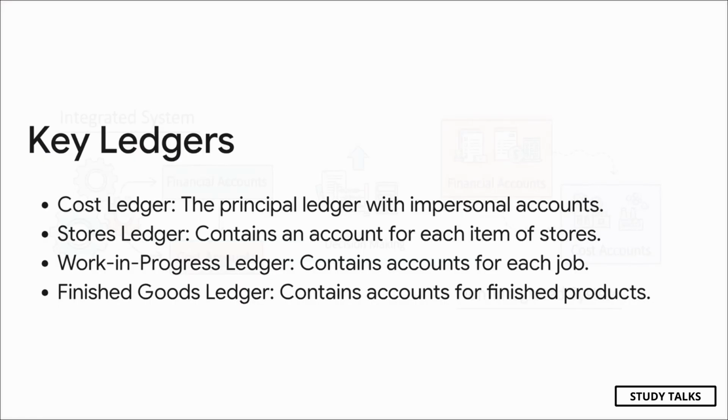Within this system, we have a few key players. The cost ledger, that's our main book, the big boss. Then you've got the stores ledger, which is like a detailed inventory list, tracking every single nut and bolt. The work in progress, or WIP ledger, keeps tabs on the costs of all the jobs that are still being worked on. And finally, the finished goods ledger, which, you guessed it, tracks all the products that are ready to be sold.